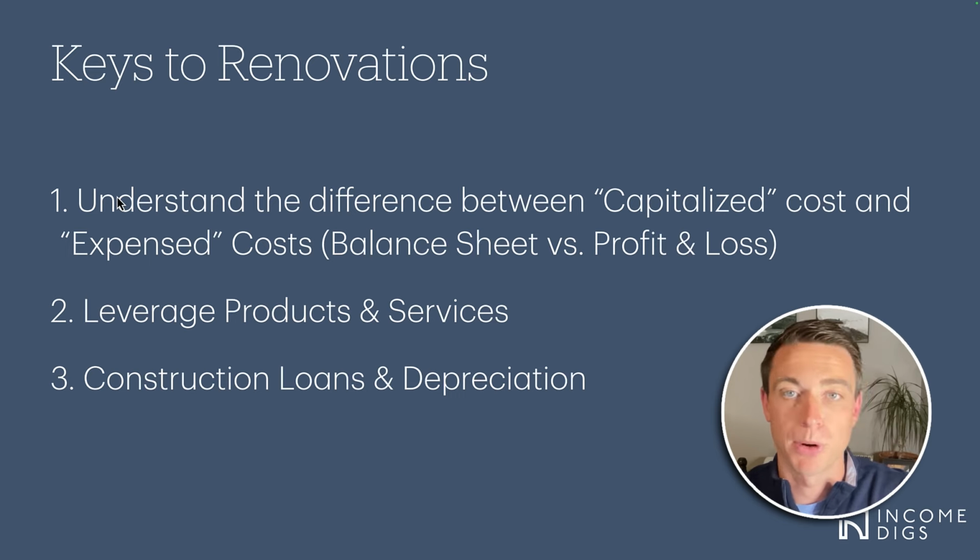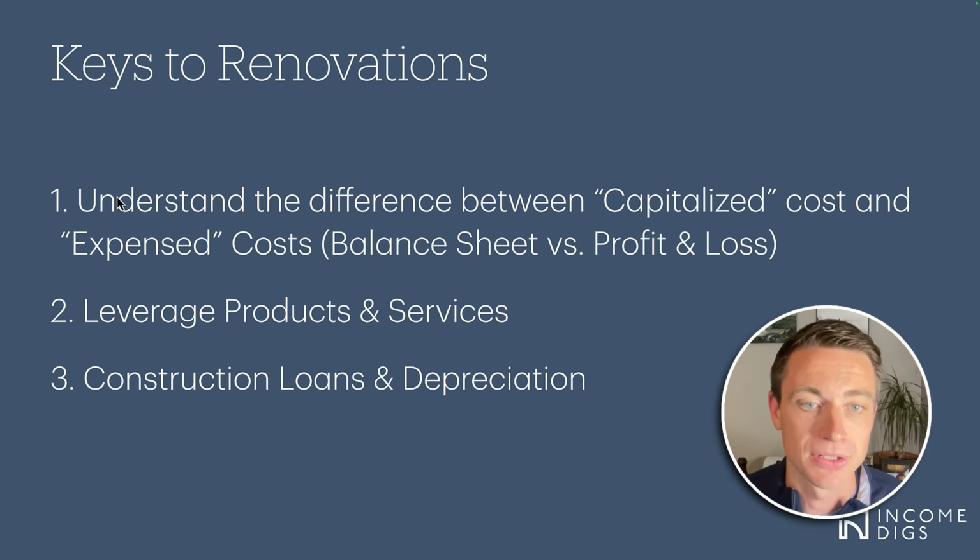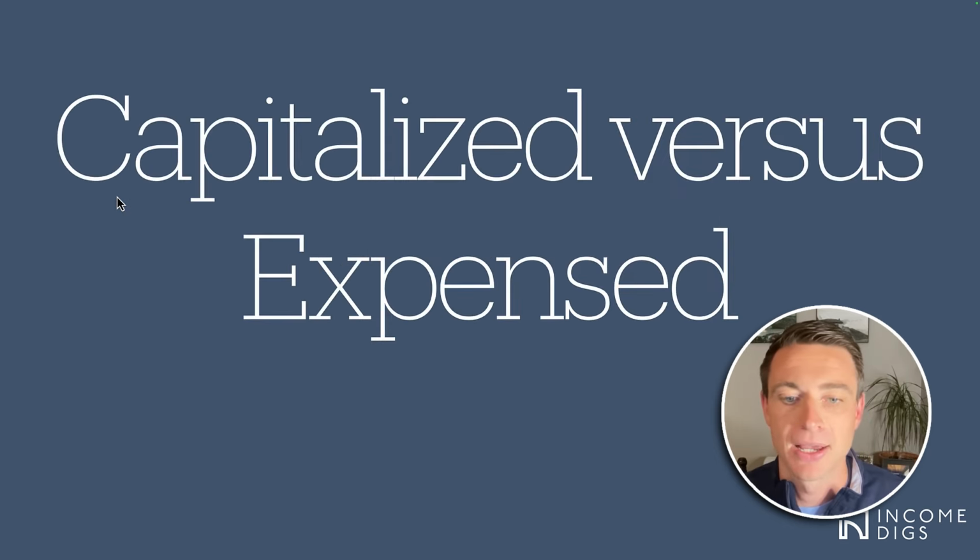Number two here, we're going to leverage products and services. This is that underutilized feature within QuickBooks Online. This is going to turn a lot of things on when it comes to job costing and understanding how much we spend in very specific areas of our project without blowing up our entire reporting infrastructure. And third, we're going to talk about construction loans and depreciation. We probably have them, right? We're taking draws on loans. We're tracking depreciation as well at the end of a tax year. So let's get into it, starting with CapEx versus expenses.